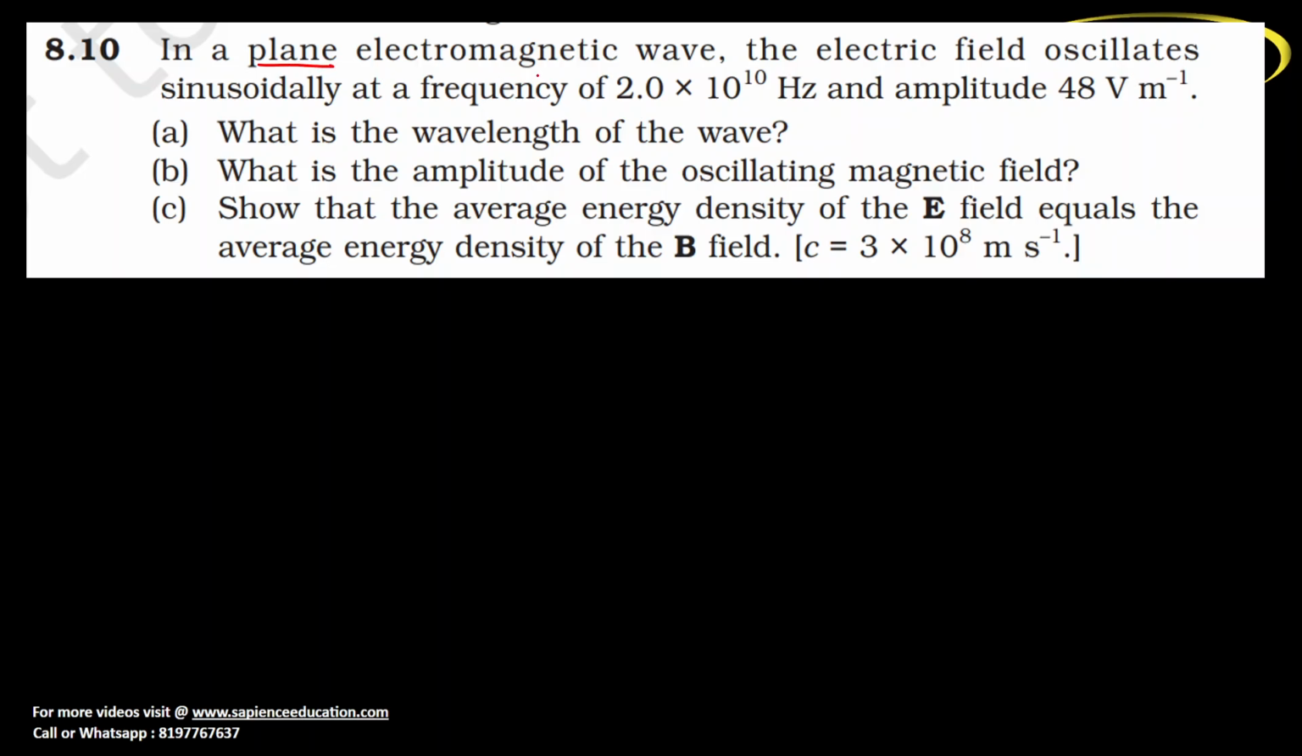Now, in a plane electromagnetic wave, the electric field oscillates sinusoidally at a frequency of 2 into 10 to the power 10 Hz, and the amplitude is 48 volt per meter. What is the wavelength of the wave? What is the amplitude of the oscillating magnetic field? And show that the average energy density of the E field is equal to the average energy density of the B field, that is the magnetic field. I will come to the last question later. So first, let us try to solve the first question.